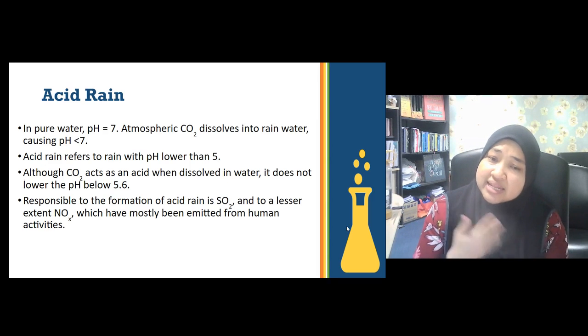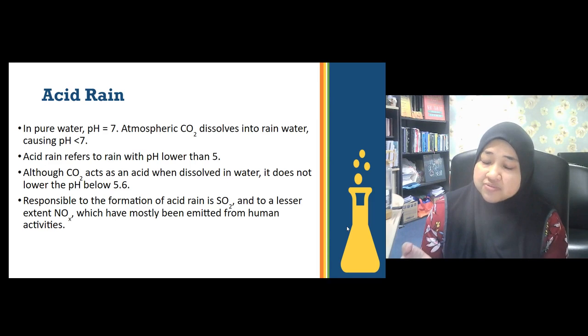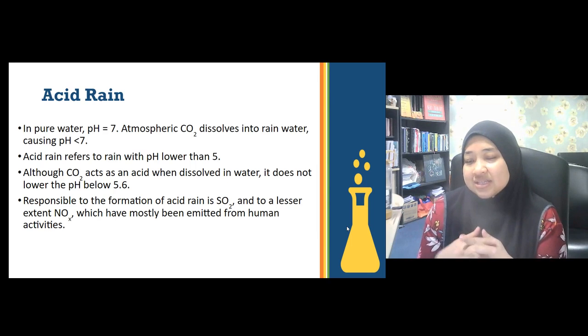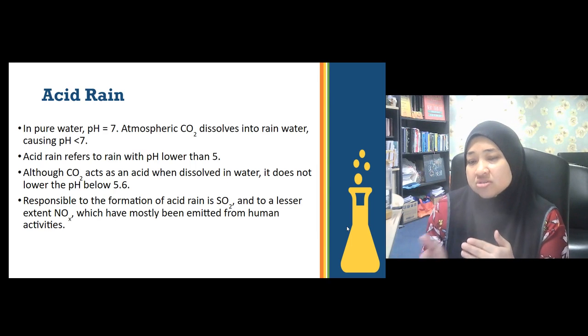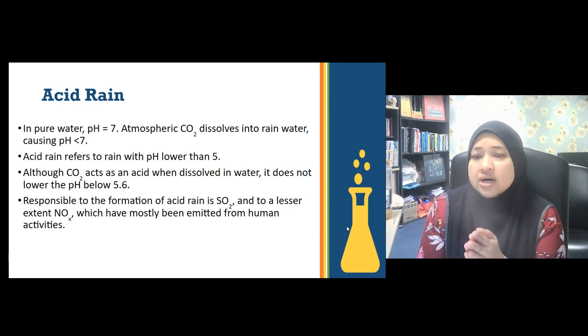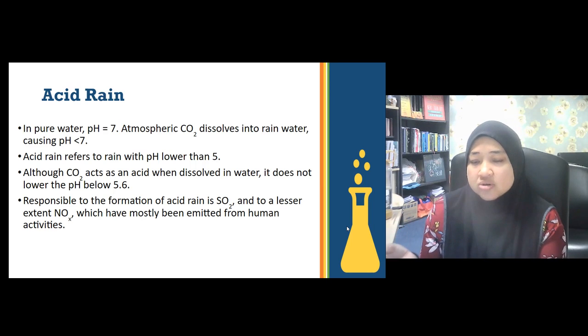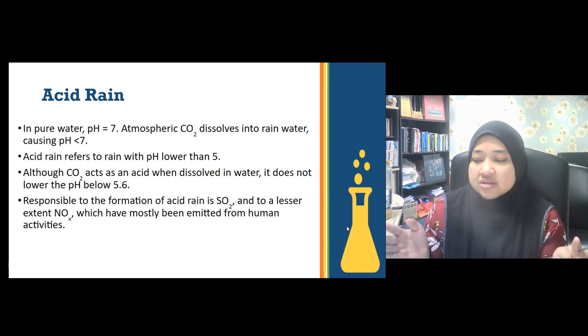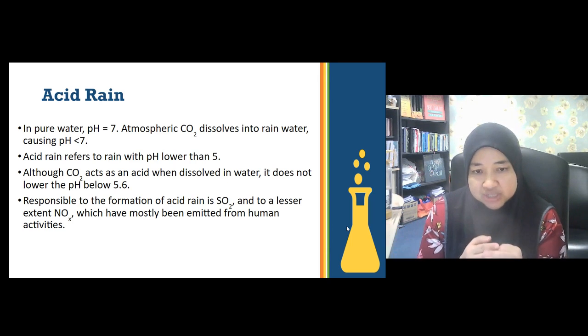Okay, so you know that carbon dioxide is not able to reduce the pH below 5. So there must be another thing responsible for that. In the formation of acid rain, usually the culprit is sulfur dioxide, with the help of its friend, nitrogen oxide. These two chemical components are mostly emitted from human activities, from combustion, from industries and so on.